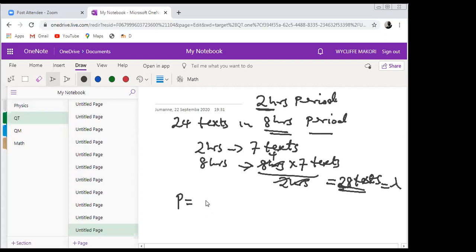Receiving exactly 24 texts. So our X is 24. You will find it's going to be the formula. We just repeat it: lambda power X, which is now 28 power 24, times e power negative 28, and then we divide by X factorial, which is 24 factorial. You get that answer.